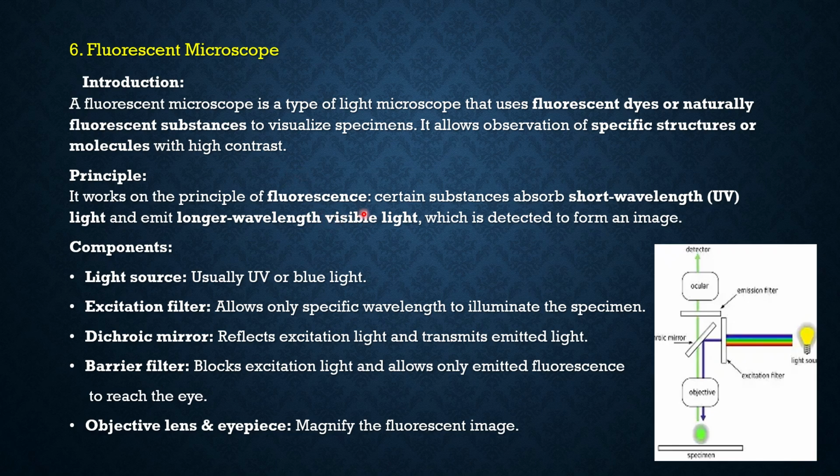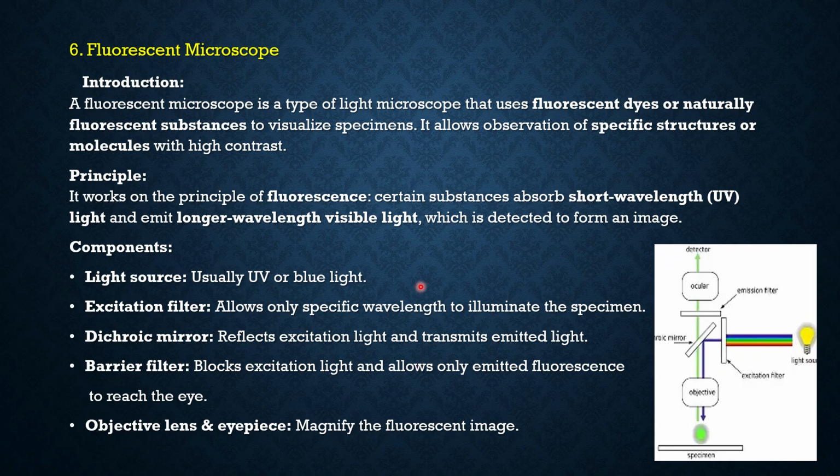So what is fluorescence now? When any substance absorbs a shorter wavelength of light and emits a longer wavelength of light, which is detected to form an image, that is called fluorescence. So in this fluorescent microscope, the specimen which is to be observed, we tag with a fluorescent dye or naturally fluorescent substances. And then we visualize them under the microscope.